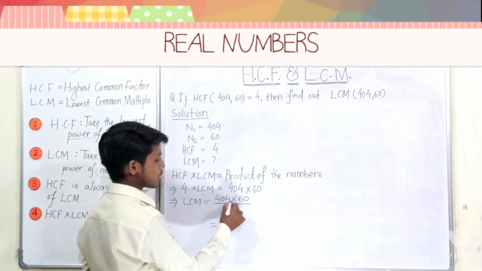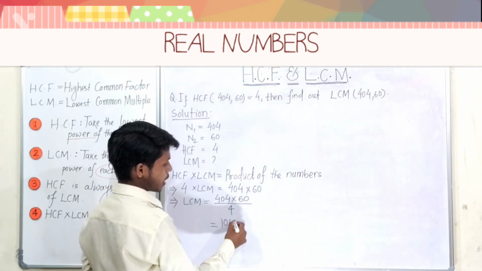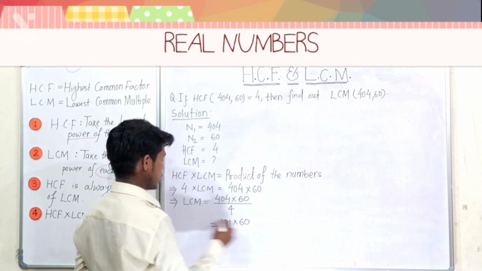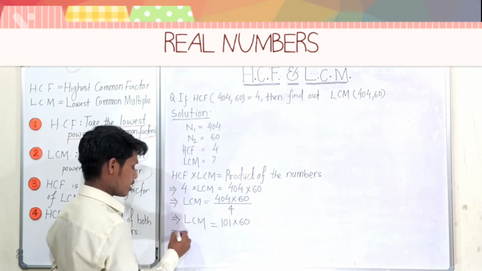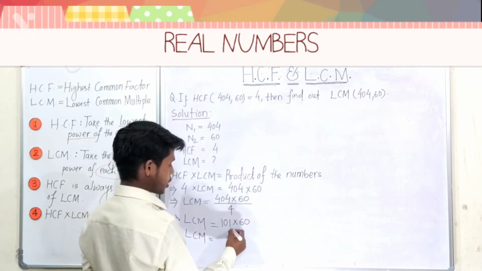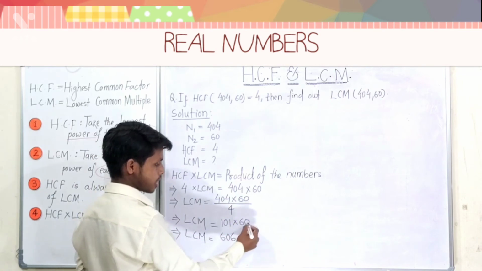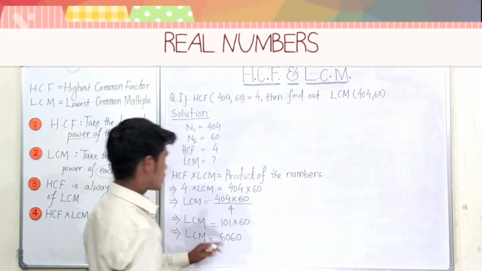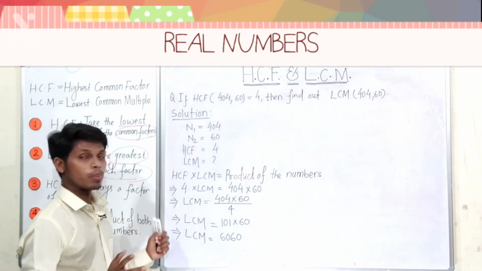So if we cancel 4 and 404, we will get 101 into 60. Next we have to multiply 101 by 60 to get the LCM. So LCM equals 6 1 ja 6, 6 0 ja 0, 6 1 ja 6, there is another 0 on the right side, so the LCM becomes 6060.